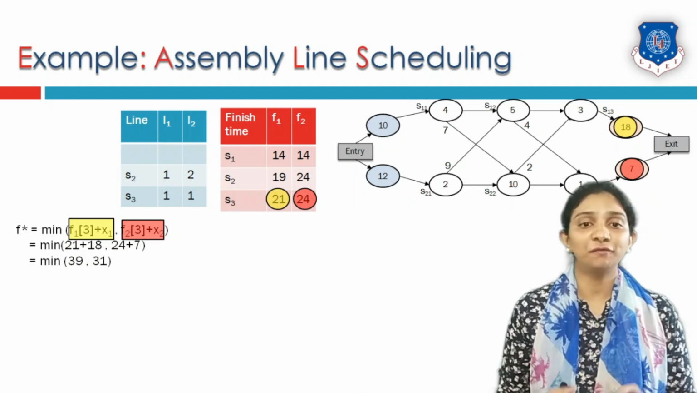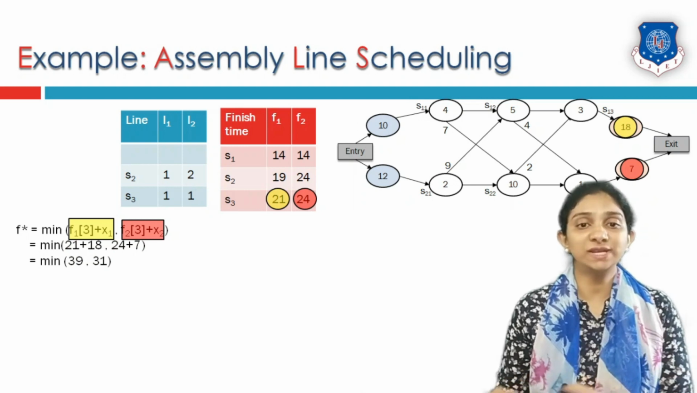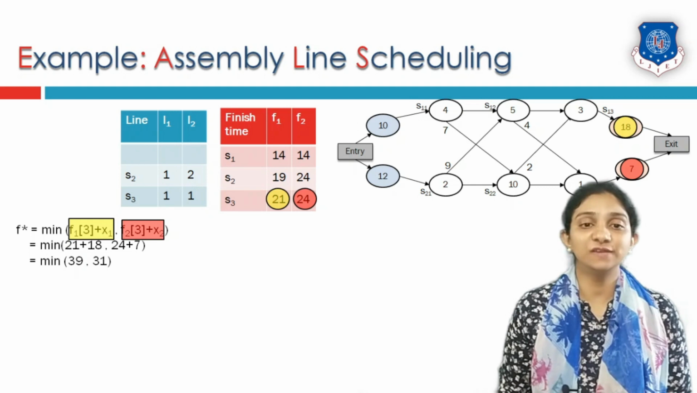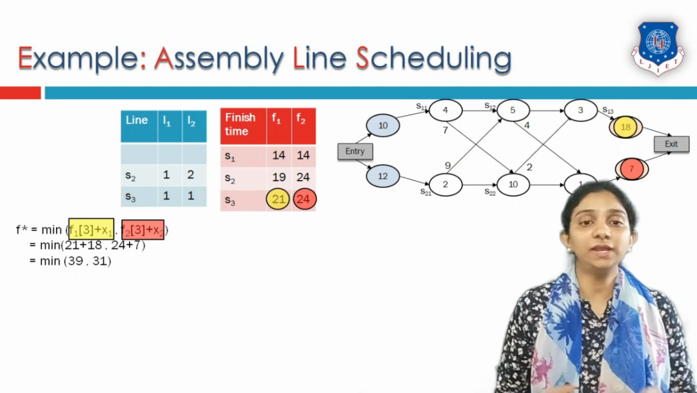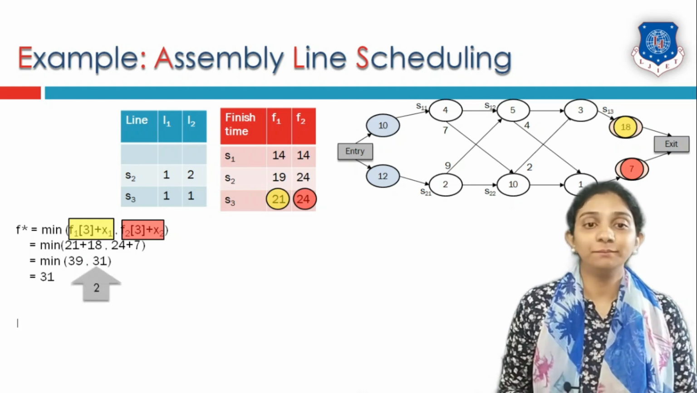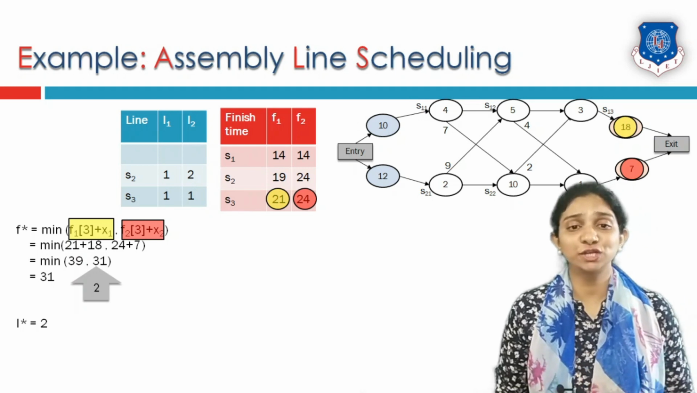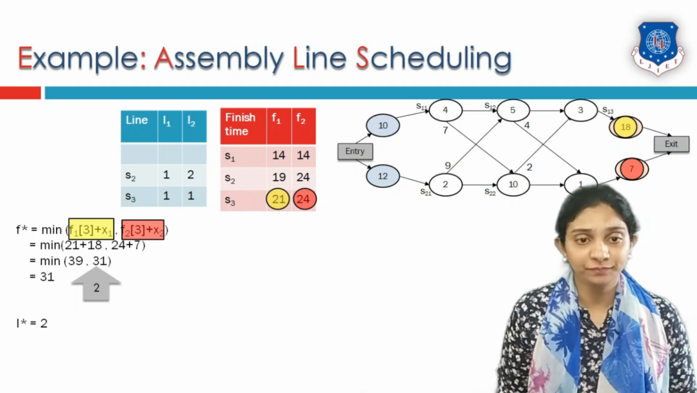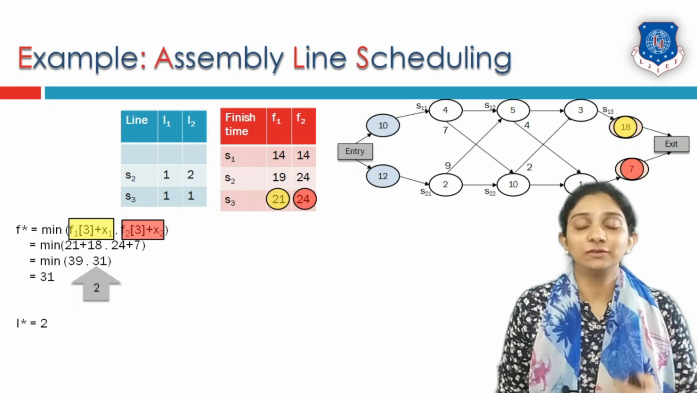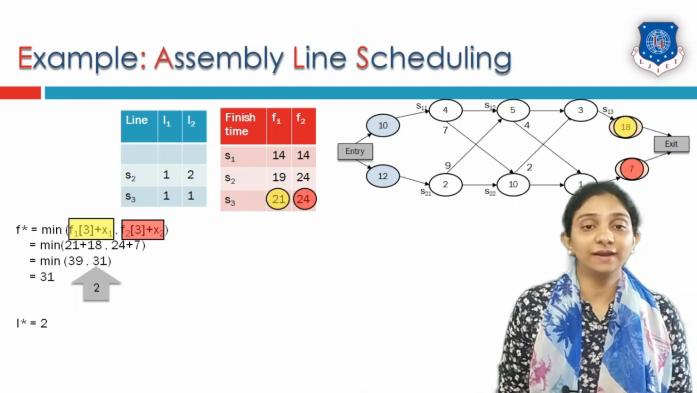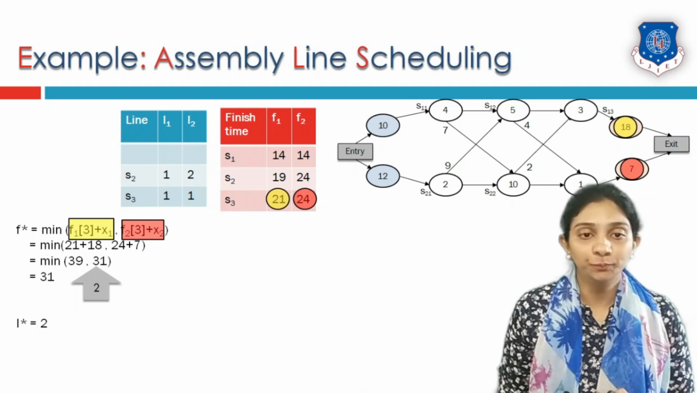So 24 plus 7 will be our other option. So here the minimum of 21 plus 18, comma, 24 plus 7 is equal to the minimum of 39, comma, 31. The minimum is 31, which is the second option inside the minimum function. So L star will be 2. In this case, L star will be 2.